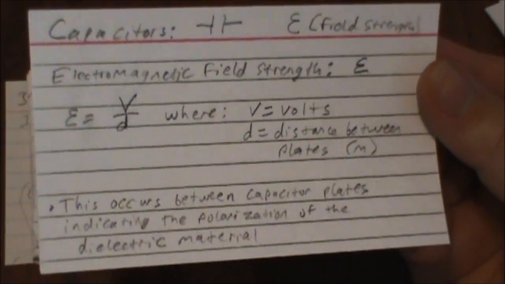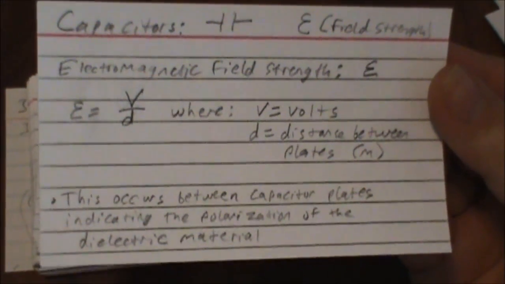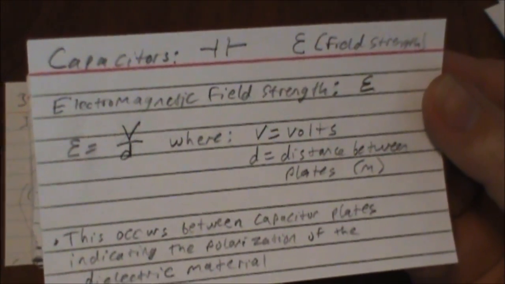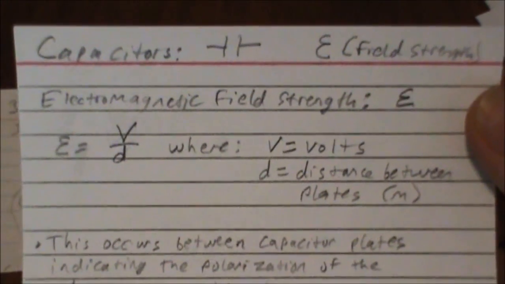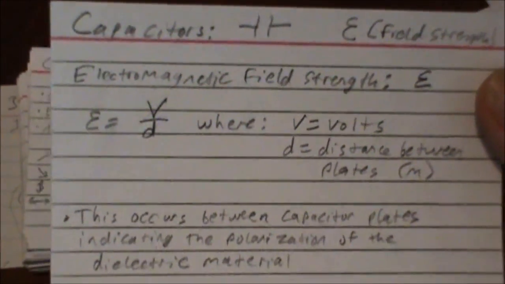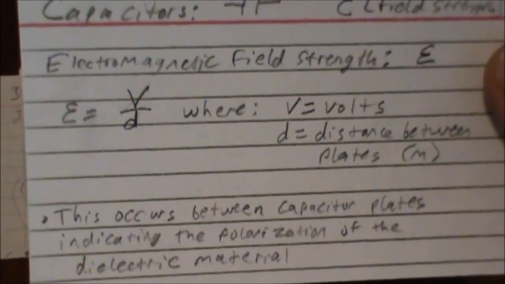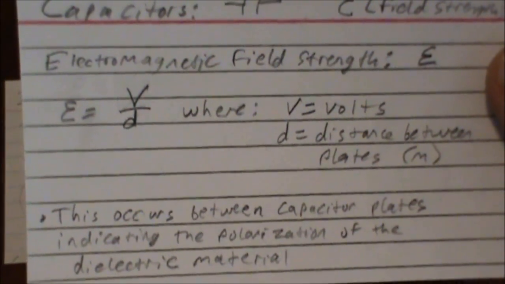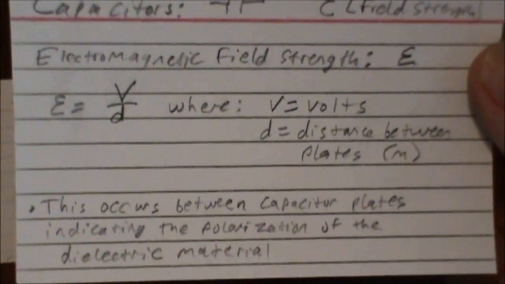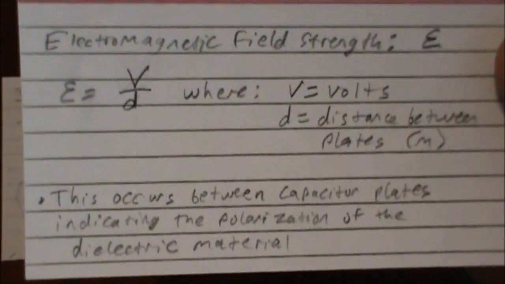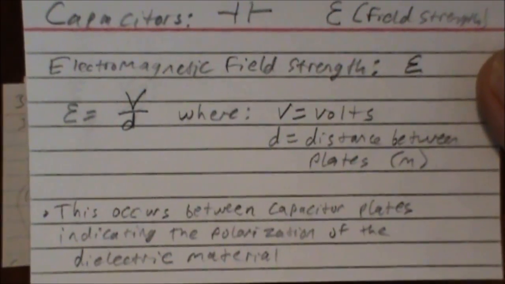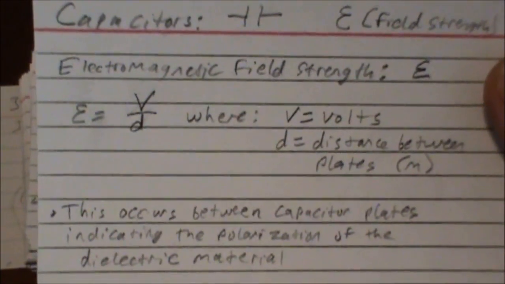Capacitors. Now capacitors have something, because there's two separate plates and there's a separation between them, an electromagnetic field is present. This curly E is our field strength. So this is V over D, where V is volts and D is the distance between the plates in meters, indicating a polarization of the dielectric material. One side's negative, one side's positive.